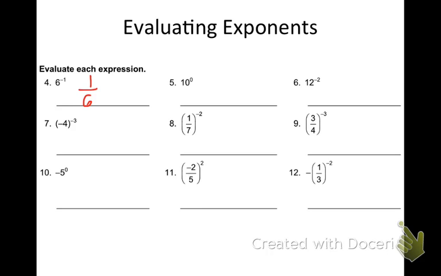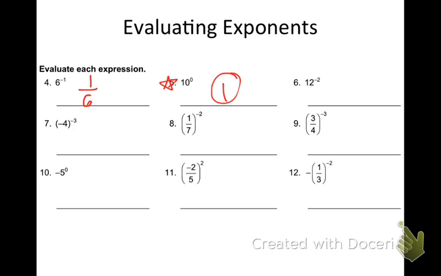Number 5. 10 to the 0 power. Anything to the 0 power is going to get me what? 1. Test question. Remember that. Anything to the 0 power. Is it like a vocab or something, or will you give us an actual one? No, we'll give you an actual one.